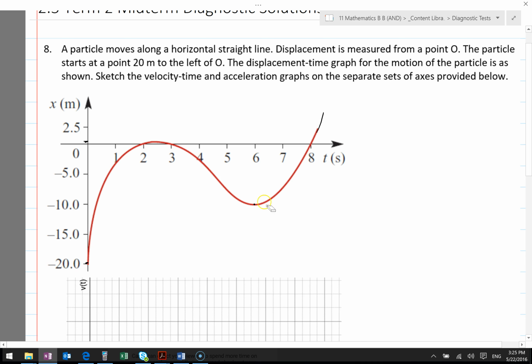We have to draw velocity time graphs. Actually, I'll leave that in. That was a good diagram. Come back.